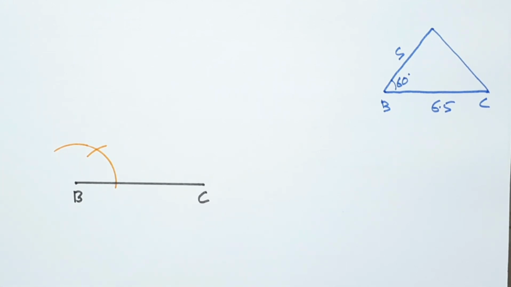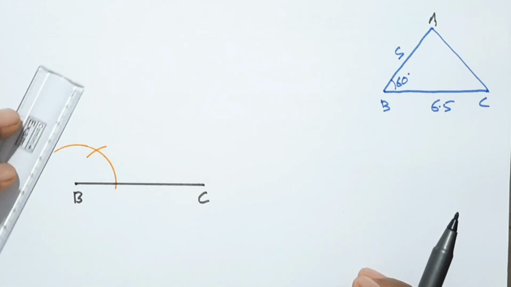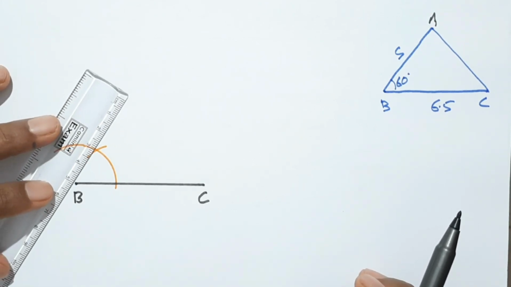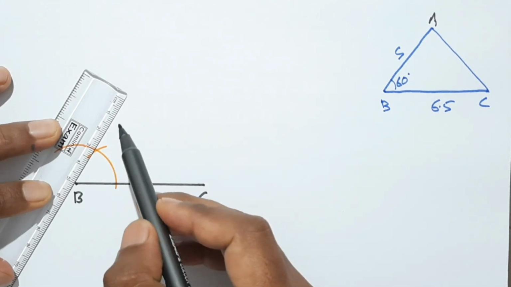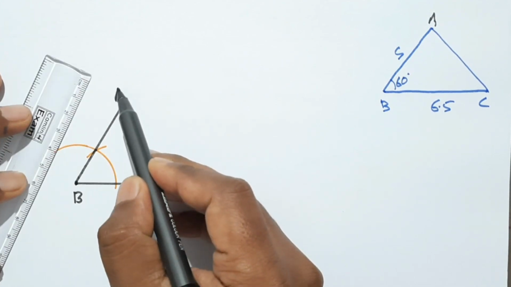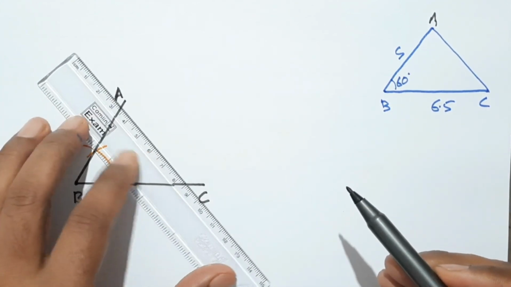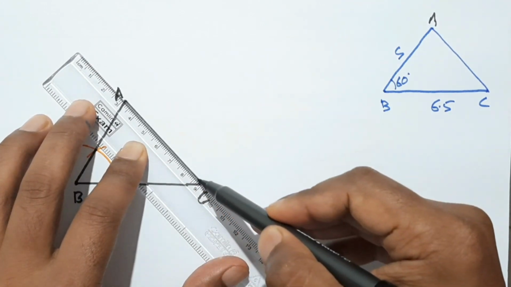Now let us draw the 60 degree angle and point A, which is at a distance of 5 centimeter. So I'll measure 5 centimeter here and draw a line segment AB. So this is our point A. Okay, now join AC. So our first part, that is construction of the triangle, is done.